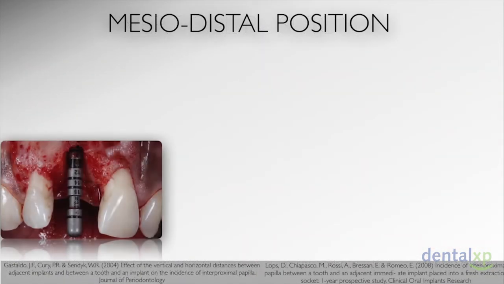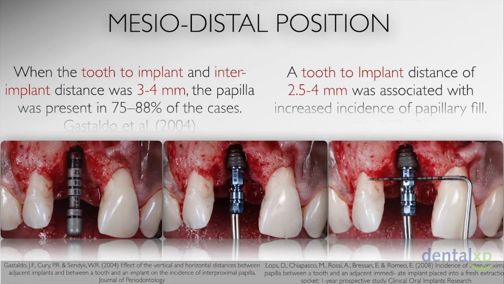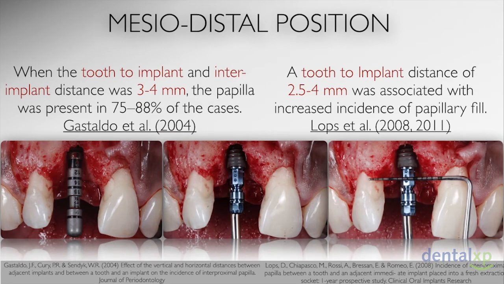As for the mesiodistal implant positioning, conventionally we were accustomed to 1.5 millimeters between implant and adjacent tooth and a minimum of 3 millimeters between two adjacent implants. In more recent literature, it seems that these numbers have slightly changed. I'd like to point out those three studies.